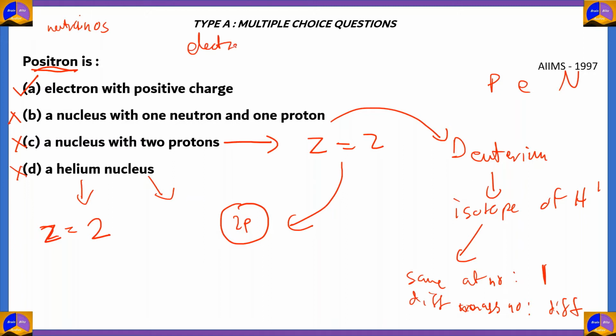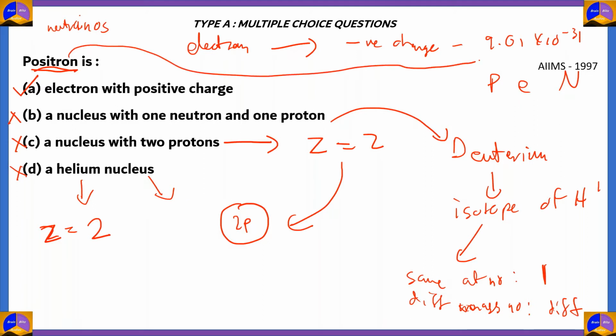An electron is a particle inside an atom, a subatomic particle with negative charge. And its mass is 9.01 into 10 raised to minus 31. A positron is basically a subatomic particle with the same mass as an electron, but with positive charge. So a positron is basically an electron with a positive charge because it has the same mass of the electron. So option A is the right answer.